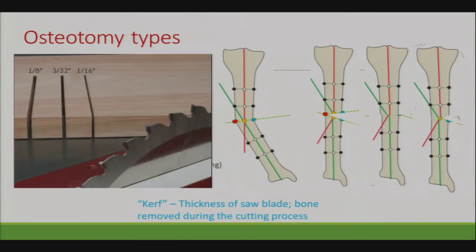Again, remember this concept of the kerf, which I asked you guys about in trauma conference. When you cut with a saw, you're taking away bone. And so woodworking people know this. And so the thickness of your blade, you're taking away that much bone when you cut. So thinner blade is better in terms of not taking away bone.